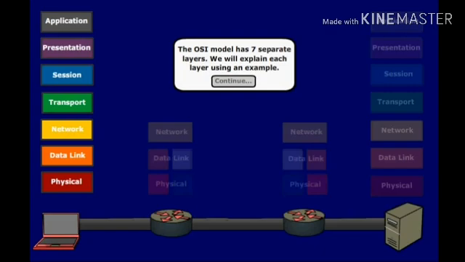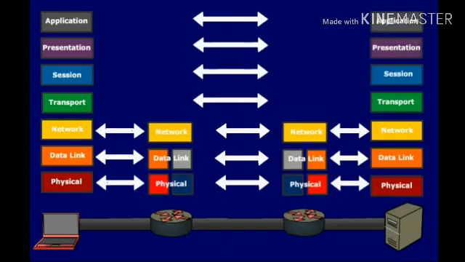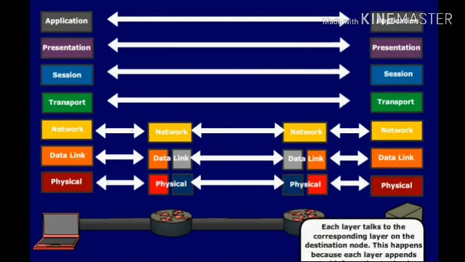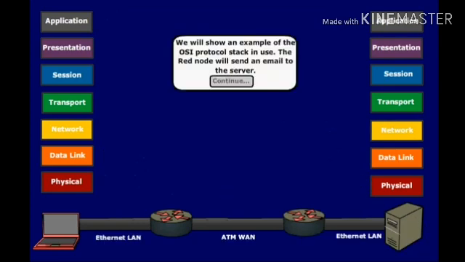We will explain each layer using an example: application layer, presentation layer, session layer, transport layer, network layer, data link layer, physical layer. Each layer talks to the corresponding layer at the destination node. This happens because each layer appends data for the other. These two ends are linked with a local area network and a wide area network. I will show an example of the OSI protocol stack in use.